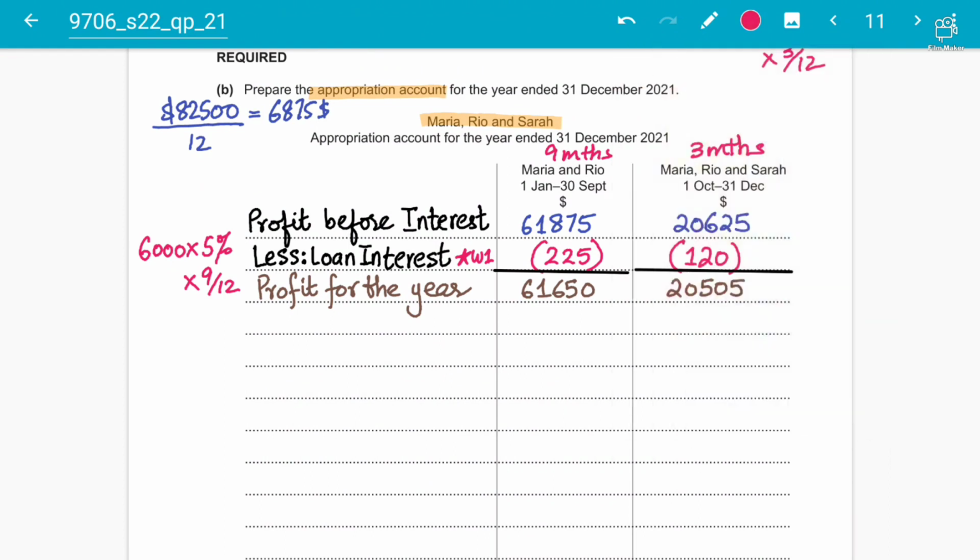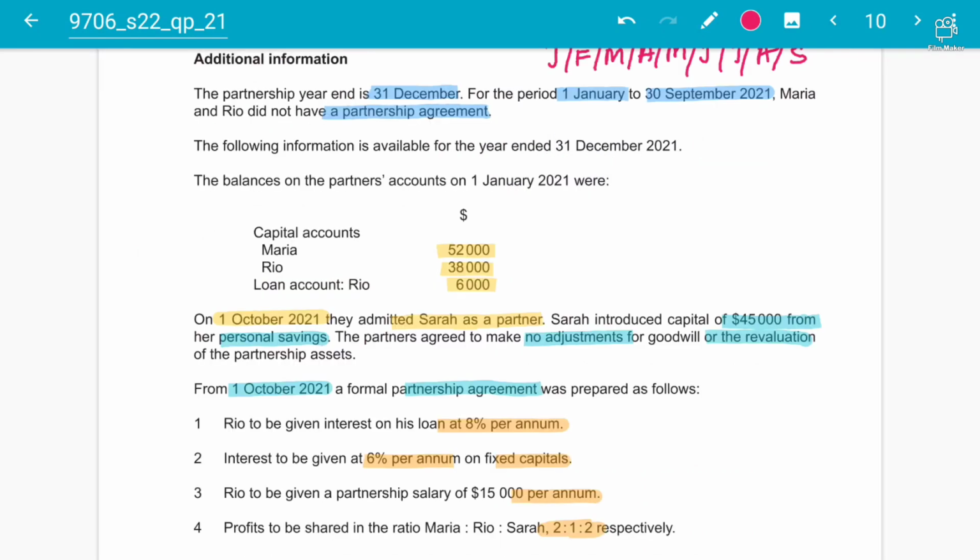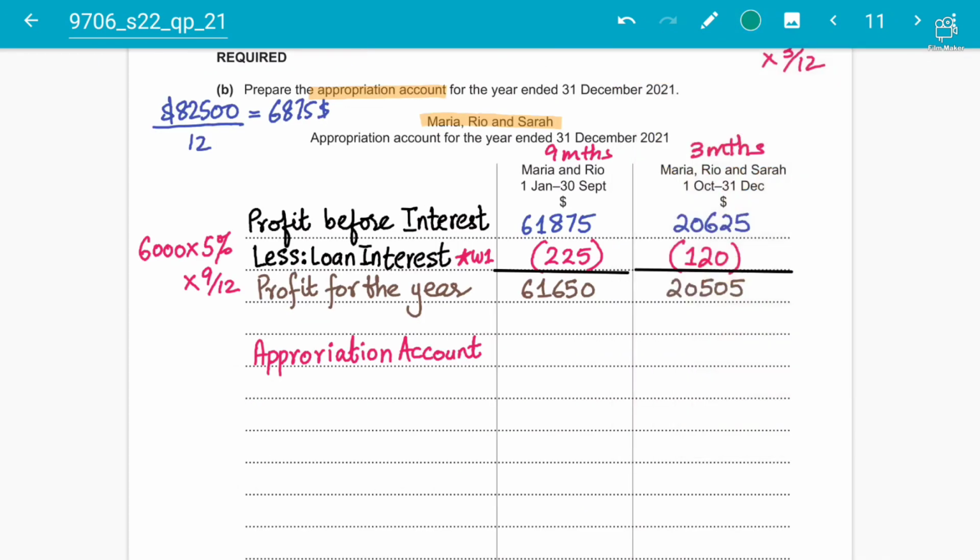Moving forward, we need to understand that we have to make the appropriation account, and it's starting here. In the appropriation account, the first thing is add interest on drawings. So you add interest on drawings; from the perspective of the business, it's an income, but the partner has to pay the interest on drawings. But because there are no drawings and there is no interest on drawings clause as well, stated there, we'll just quickly jump on to the interest on capital that we subtract, okay? So it's going to be less interest on capital, that is going to be for the 3 partners.